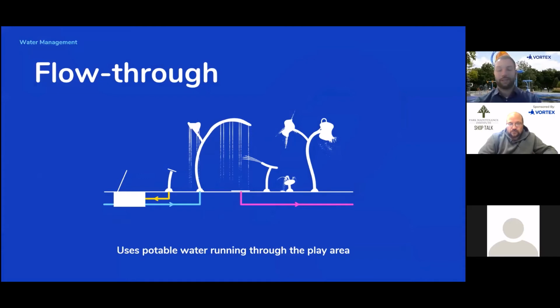Little or no maintenance is required. Typically, you're going to have a little maintenance, obviously, even if that's just blowing off the splash pad with any leaves or debris once or twice a week. Lower upfront cost and supply and installation, and it's very safe to use because we're spraying the water that we drink every day.